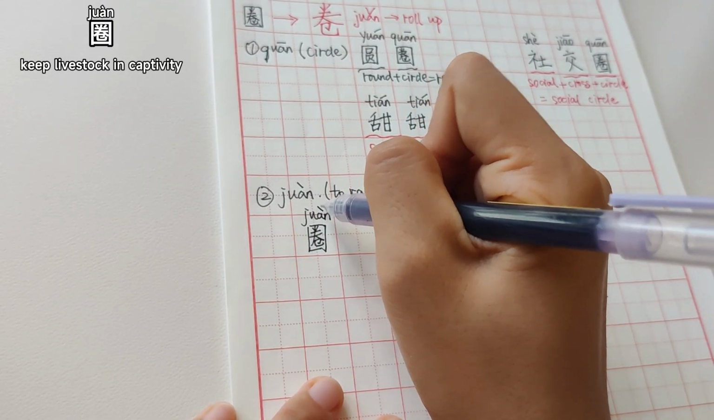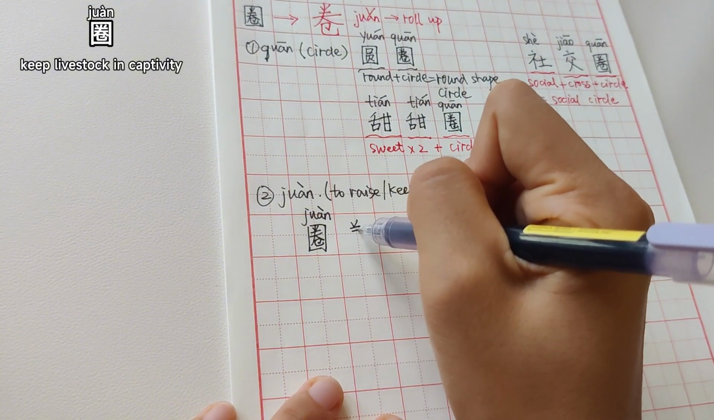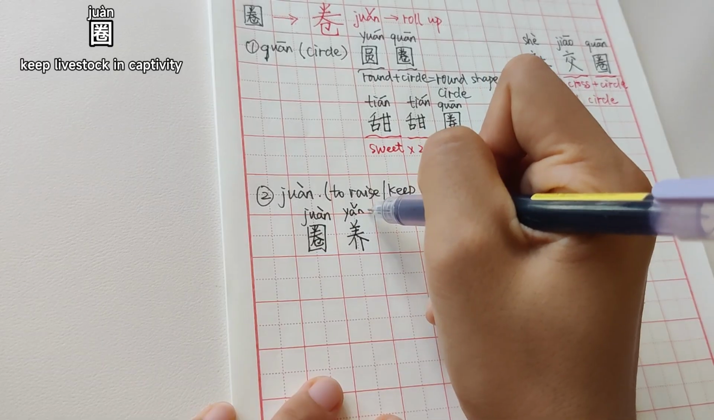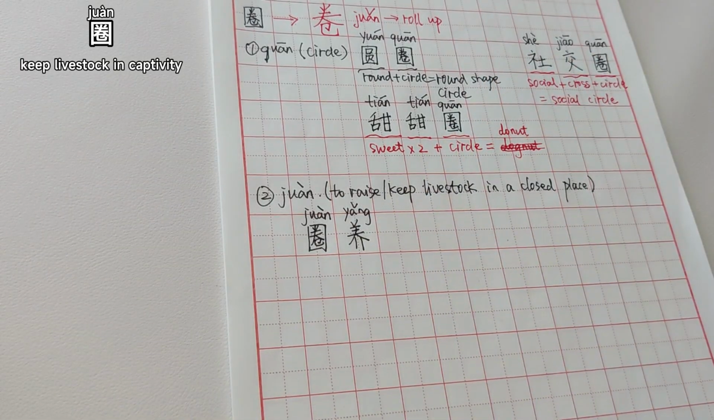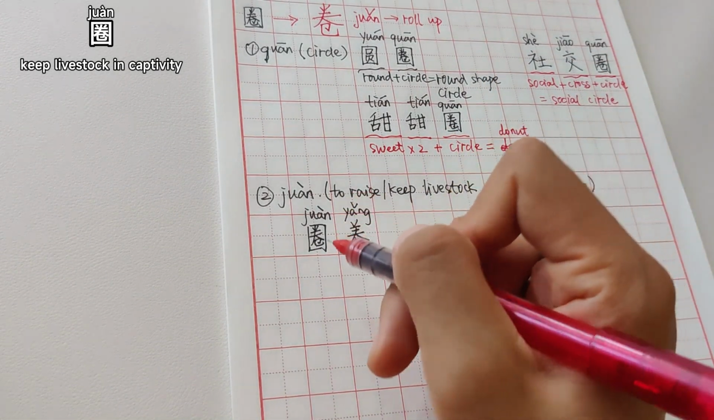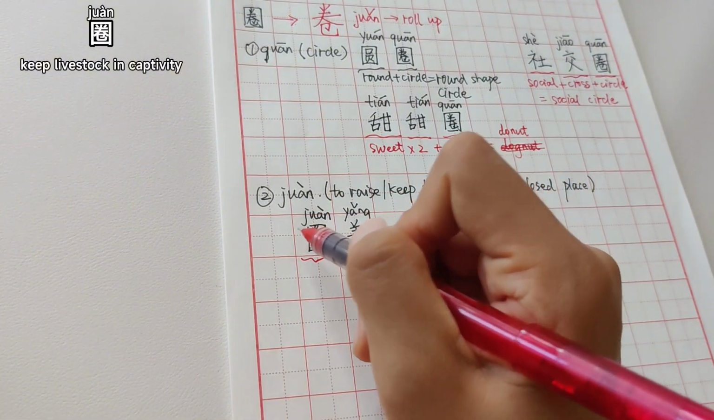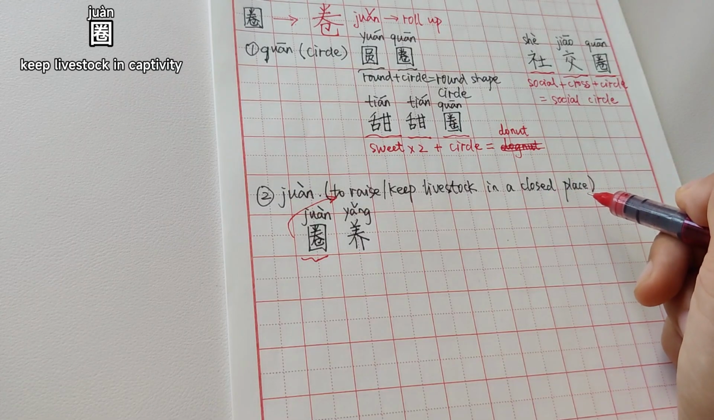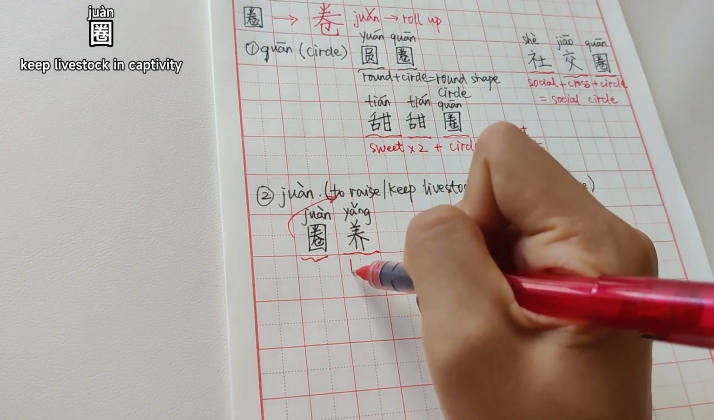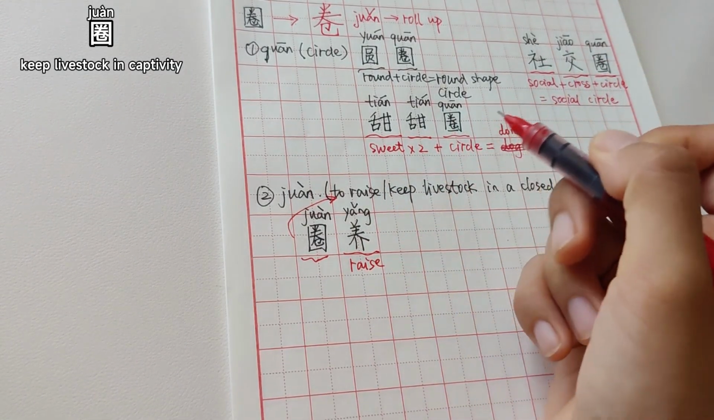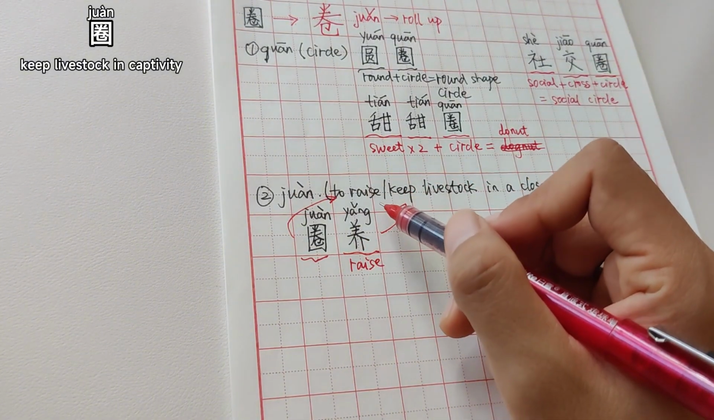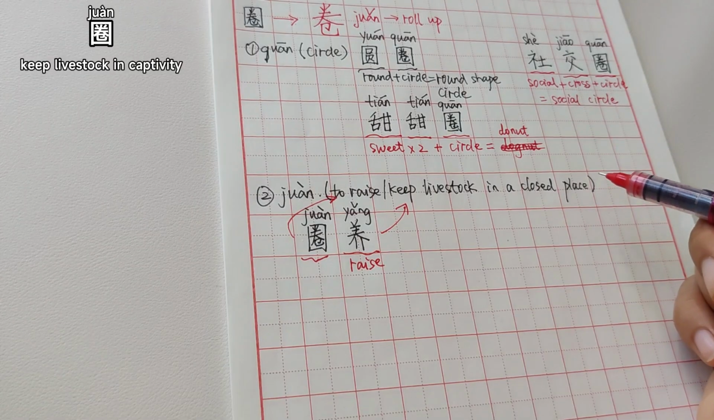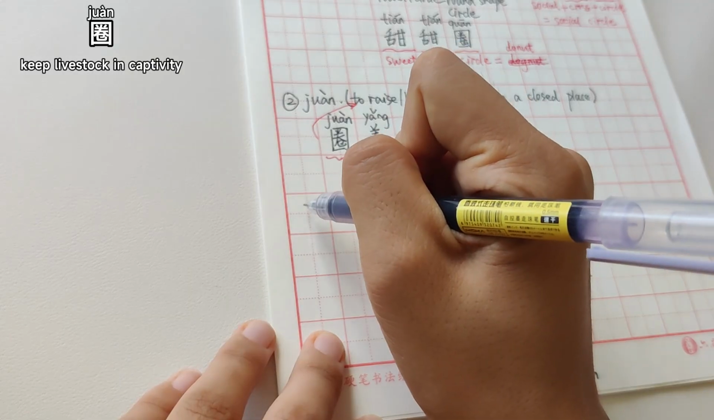圈养圈养. The 圈, as I already mentioned, means to raise or keep the livestock in a closed place. And 养 means to raise. So basically 圈养 just means to raise or keep the livestock in a closed place. I'll give you a sentence, for example.